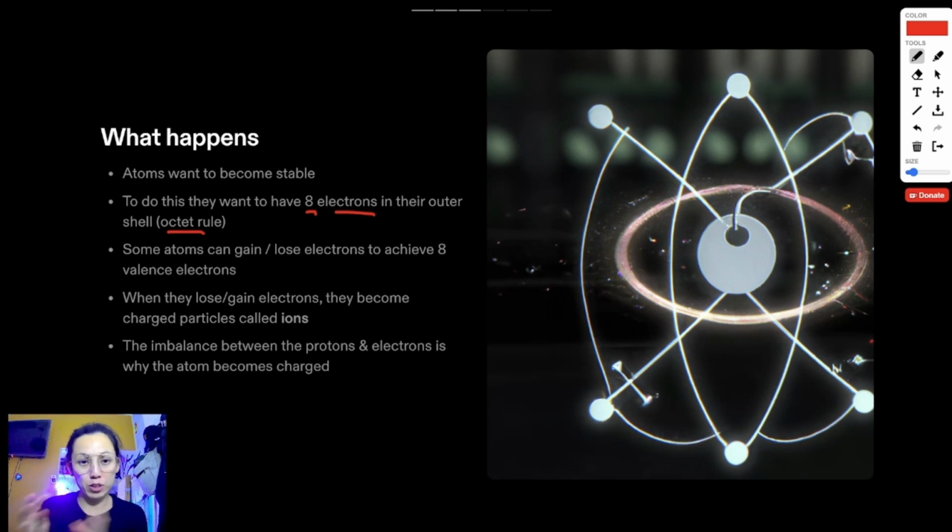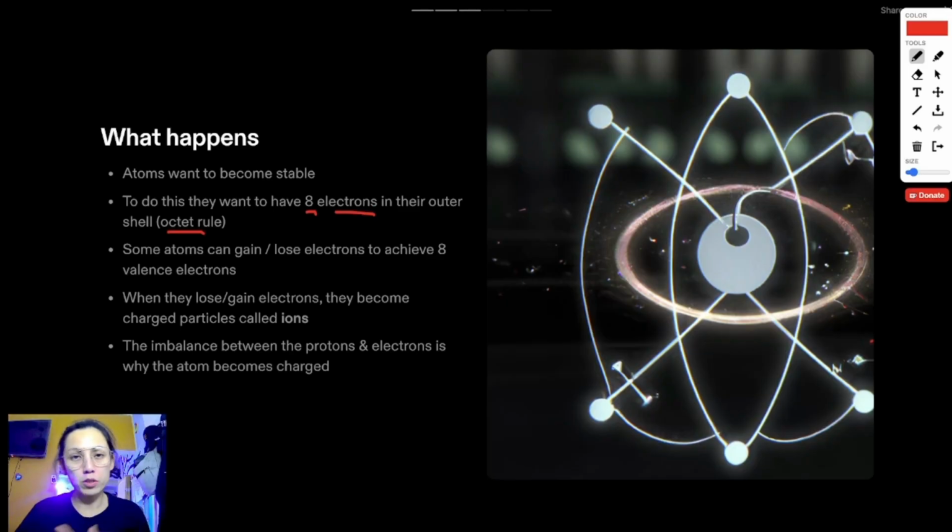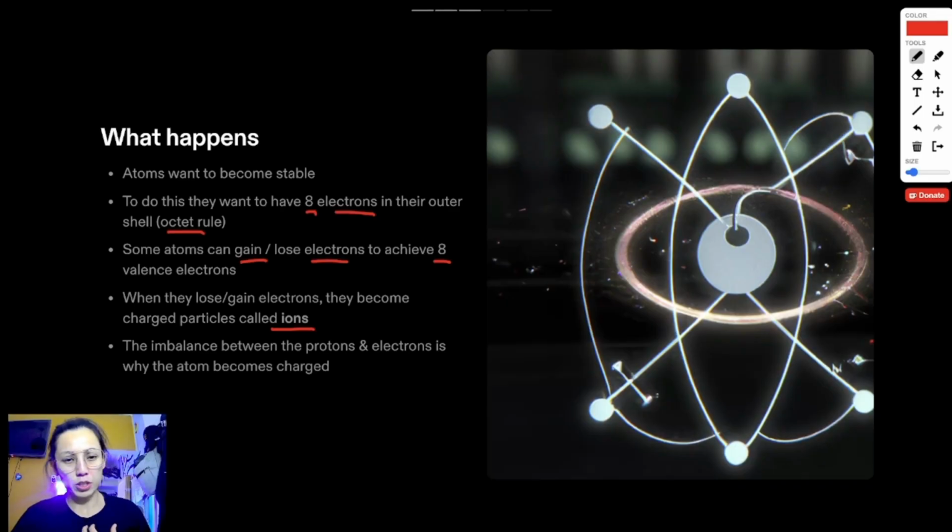Another way to say outer shell is valence shell. In order to do that, some atoms have the option to either gain or lose electrons in the valence shell, so they have 8. When they lose or gain electrons, there's an imbalance between the protons in the nucleus and the electrons altogether. Because of this, they become charged, and we call these charged atoms ions. So every time you hear the word ion, think charged atom. It's because of the imbalance of the number of protons and electrons that it becomes charged.